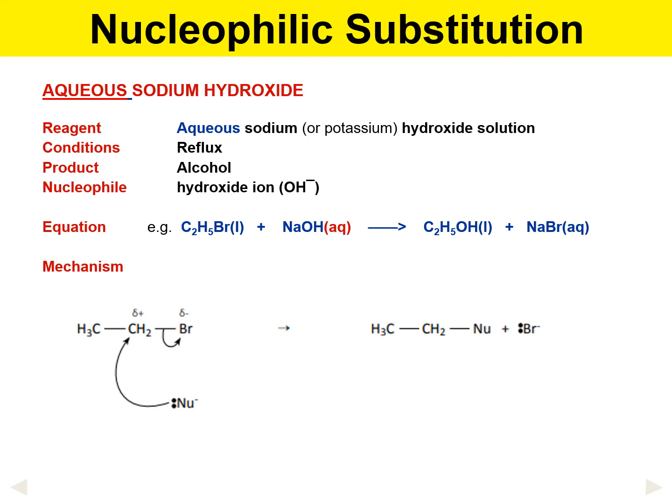Here are some examples that we have to study with nucleophilic substitution. It is important to know the equation, the conditions, the product, and the nucleophile in each case. The first example is the reaction with aqueous sodium hydroxide solution. In this case, we are substituting the Br, or the halogen in our halogenalkane, with the OH group, the hydroxide group. And in that case, we will form an alcohol.